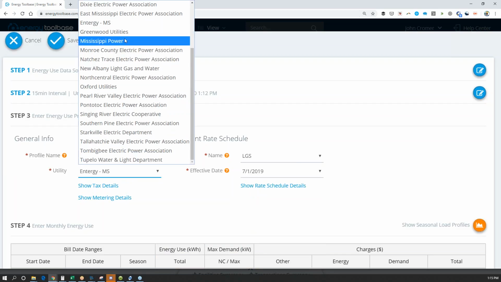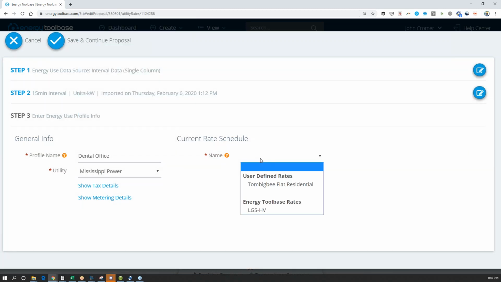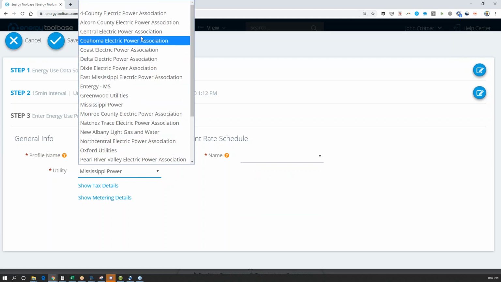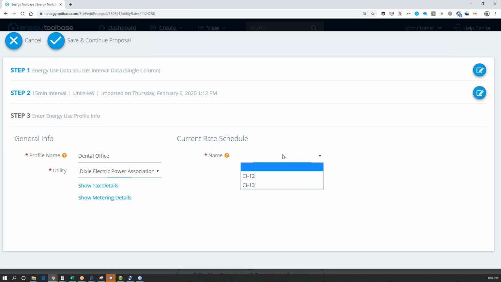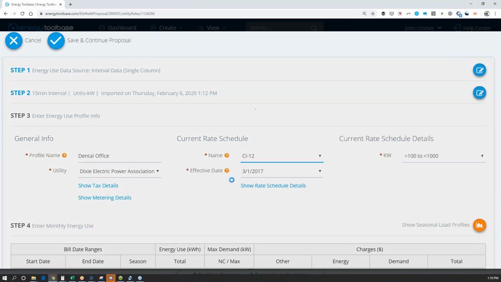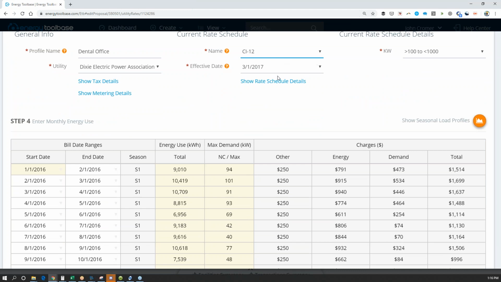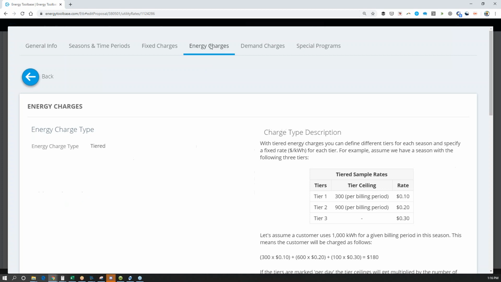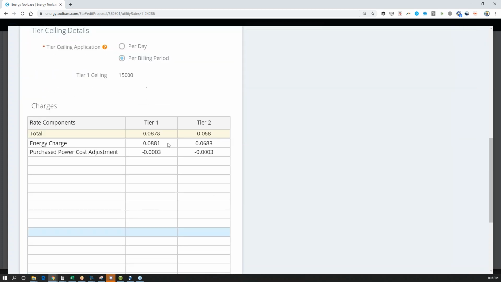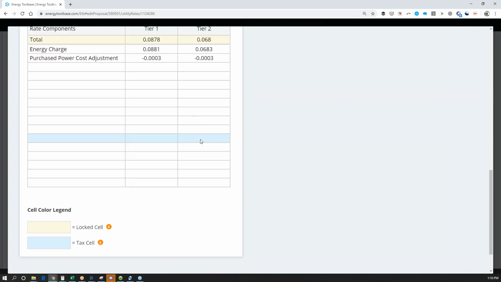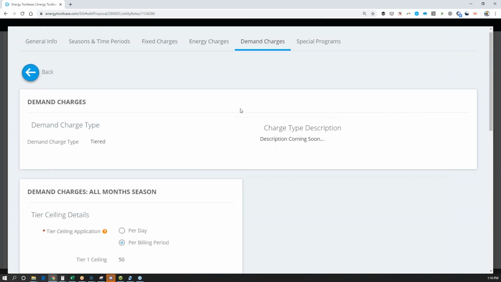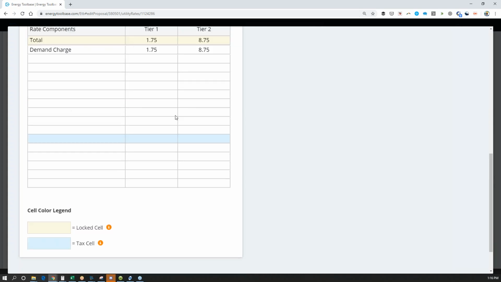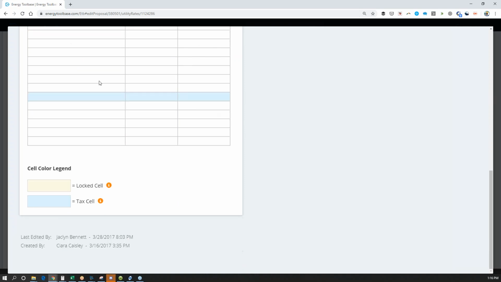I go and do, let's see. This is the problem with being in Mississippi, is you don't get as much attention from the others. So here's a Dixie Electric company, and here we have an energy charge of 8.7 cents, and a tiered demand charge of about $10.